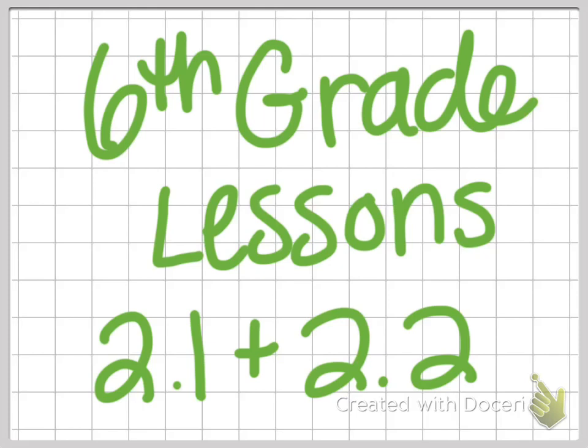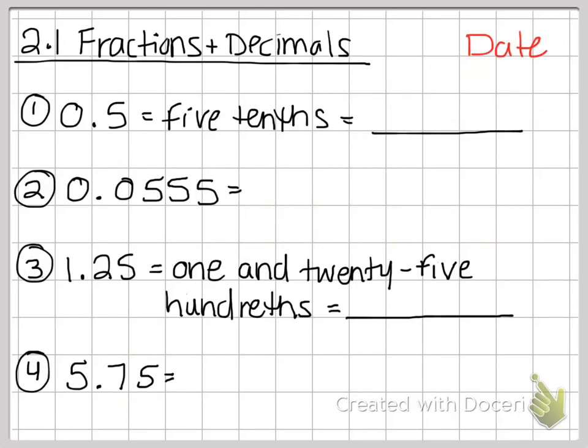In this video, we will look at lessons 2.1 and 2.2. Lesson 2.1 is changing fractions to decimals and decimals to fractions. And lesson 2.2 is comparing those decimals and fractions and ordering them from least to greatest or greatest to least. Let's get started.